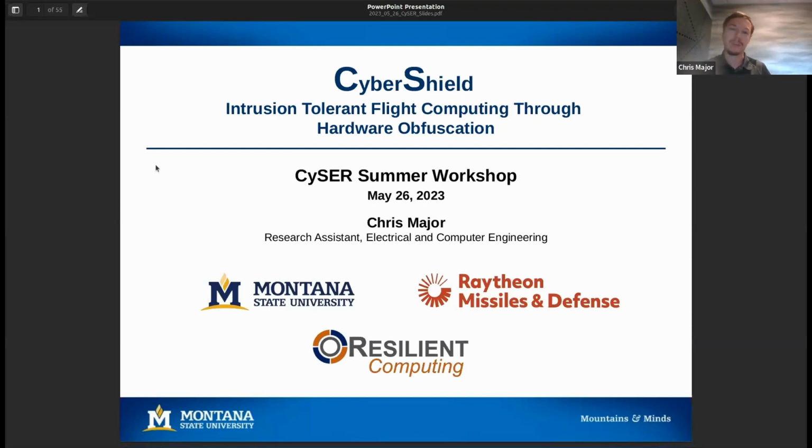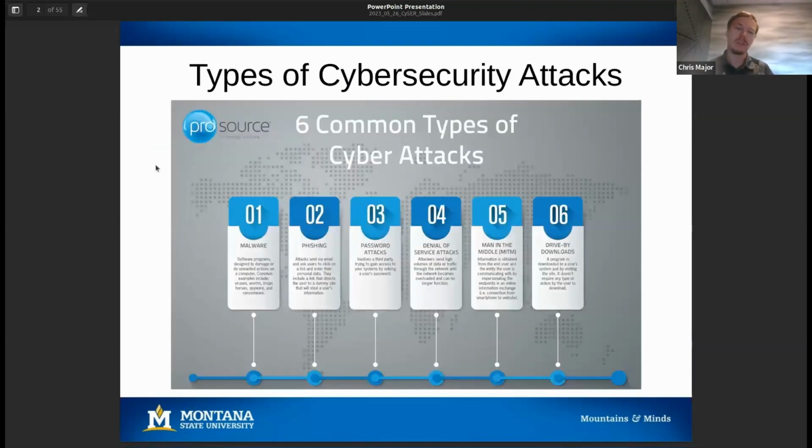It's a project that we call CyberShield. It's been funded through Raytheon, one of their university research programs. And without further ado, we'll start with an overview of different concerns of cybersecurity and the one that we decided to focus on specifically for our research.